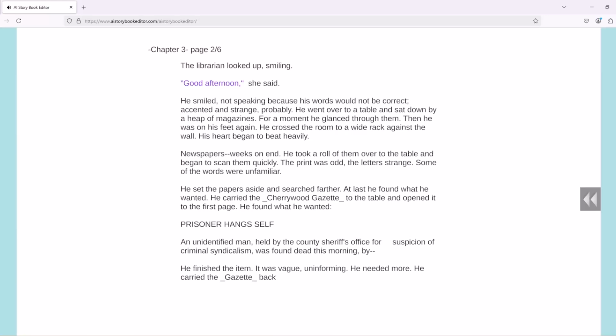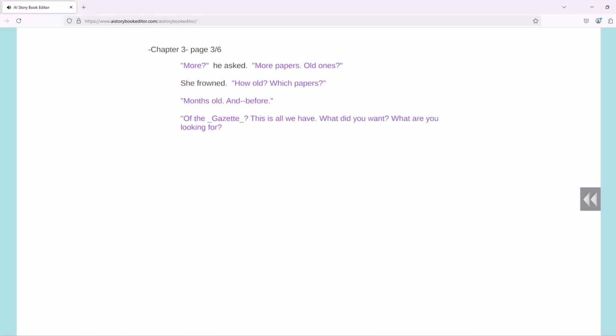He carried the Gazette back to the racks, and then, after a moment's hesitation, approached the librarian. "More?" he asked. "More papers." "Old ones?" She frowned. "How old? Which papers?" "Months old. And before." "Of the Gazette? This is all we have. What did you want? What are you looking for? Maybe I can help you?" He was silent. "You might find older issues at the Gazette office," the woman said, taking off her glasses. "Why don't you try there? But if you tell me, maybe I could help you?"